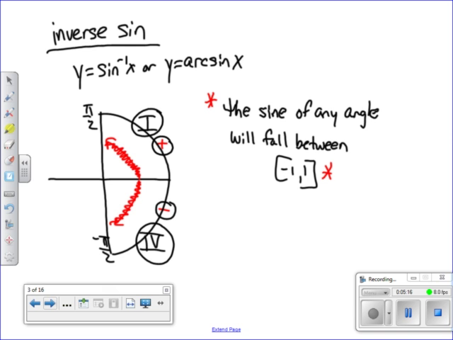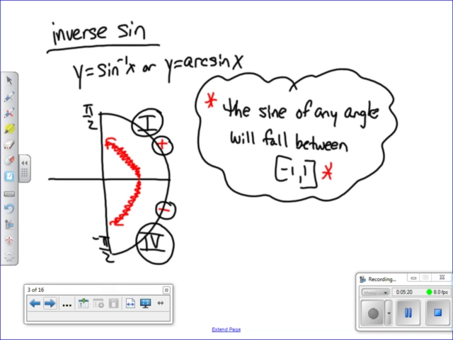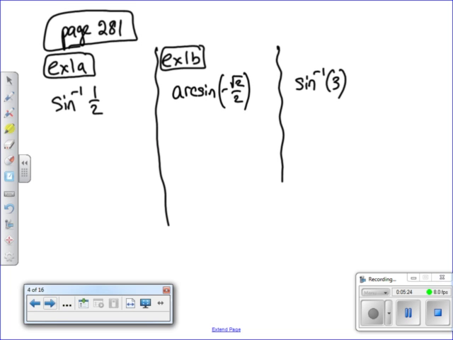Now, the sine of any angle, here's a repeat, will always fall between negative 1 and 1, okay? All right, so now we come to page 281, and we're going to look at some example problems. Anytime you see inverse sine or arc sine, they mean the same thing, because angles and arcs given on the unit circle have equivalent radian measures. Therefore, inverse sine is also sometimes referred to as arc sine. They're both asking you the same thing.